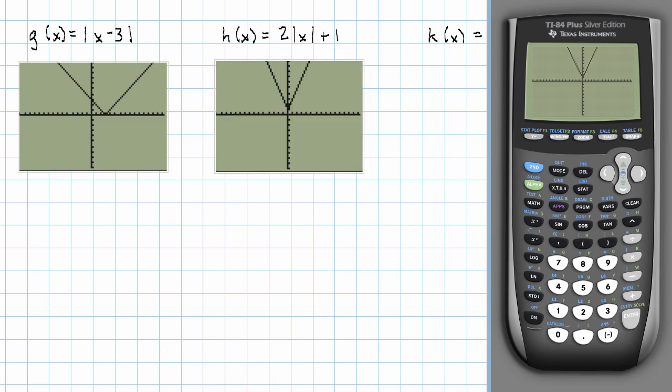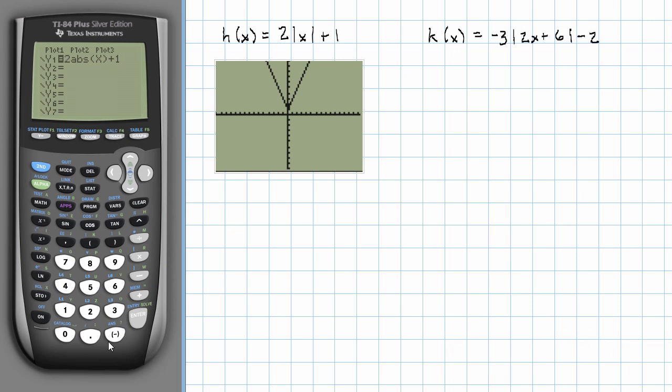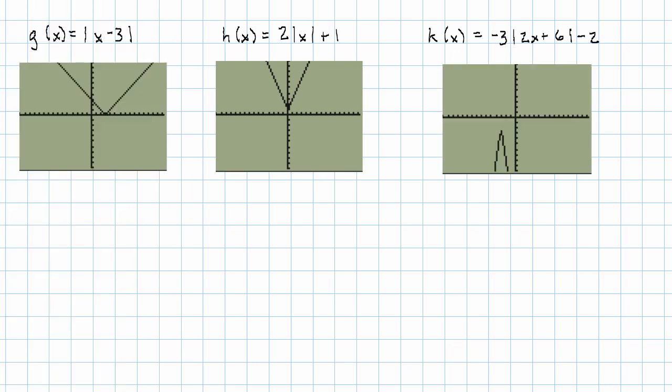Let's try that last one. We'll have negative 3 times the absolute value of 2x plus 6, and the whole thing minus 2. Okay, so that one seems to be upside down and off to the side somehow. We see a pattern in these graphs, right? These graphs are all V-shapes, but they are moved around and scaled, either stretched, squished, something like that.